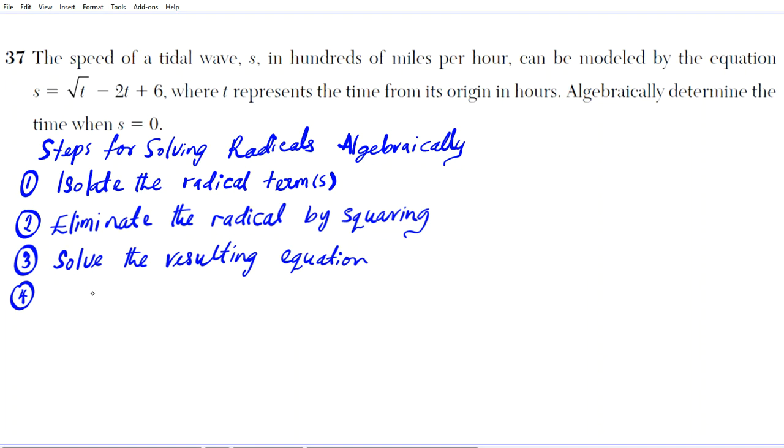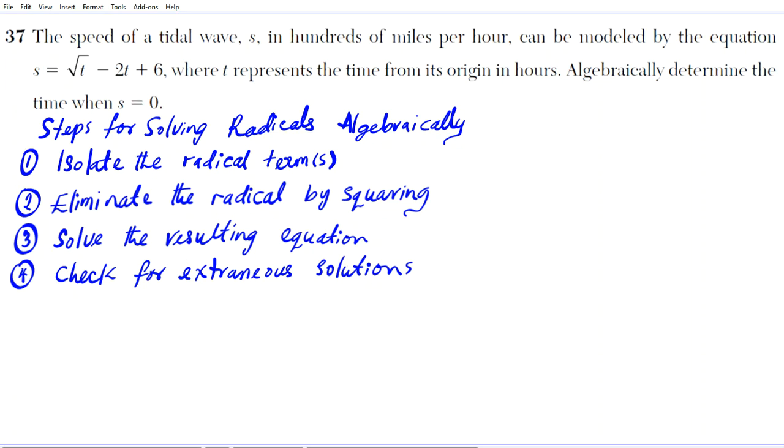Step 4 is extremely important. You want to check for extraneous solutions: solutions that do not satisfy the original equation but were introduced in the process of squaring in step 2. That's very important. Alright, so let's go ahead and solve this radical equation right here.